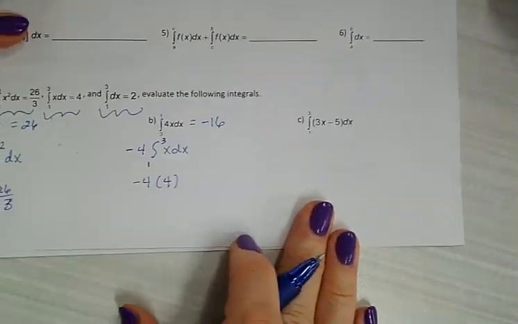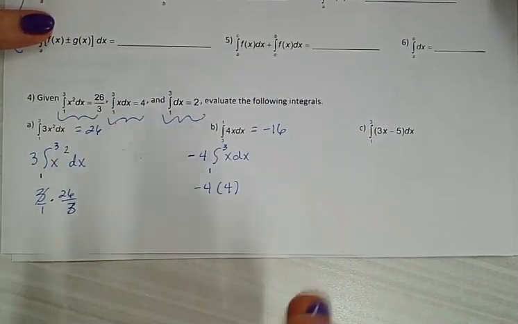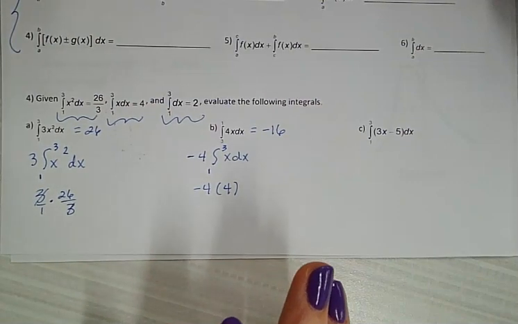And so that means the area for this problem is what? -16. All right, so again, practicing using the rules, and then also we're given information. So we're not having to find the area right now. We're given facts to use to be able to do that.